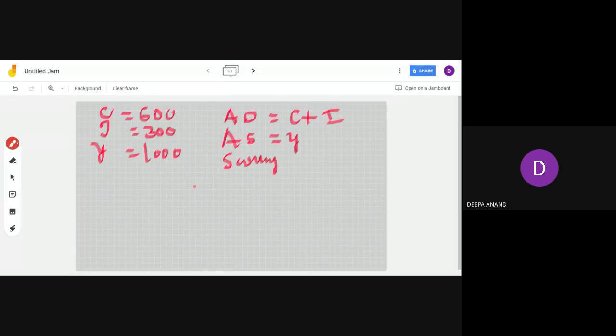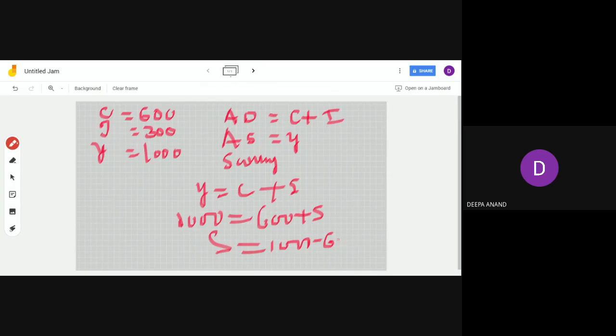And you know, income is either consumed or saved. You are given the national income 1000 here, and you are given the consumption expenditure, that is 600. So what will be the saving? Saving is asked. Saving is equal to 1000 minus 600. That is 400.